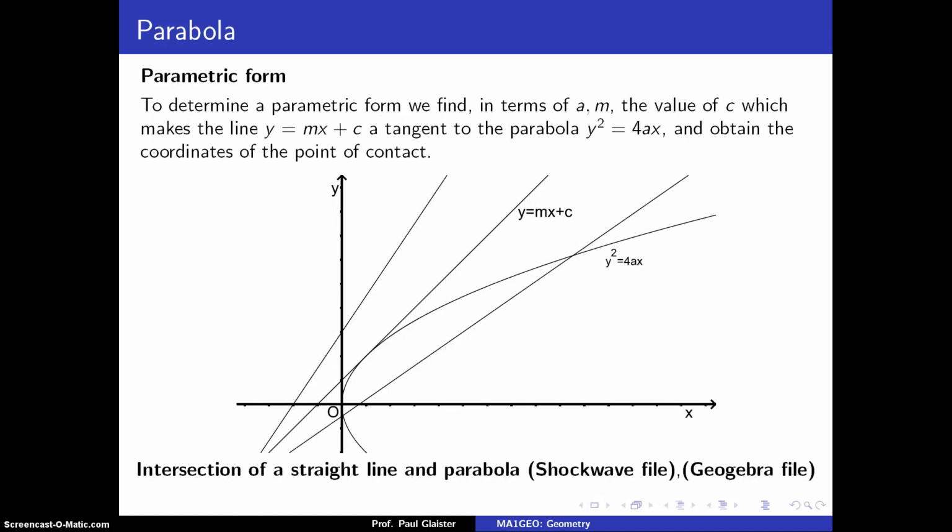Now, one of the most difficult things that we're going to do now, but what makes life a lot easier for us later on, is to determine the parametric form for the equation of a parabola.